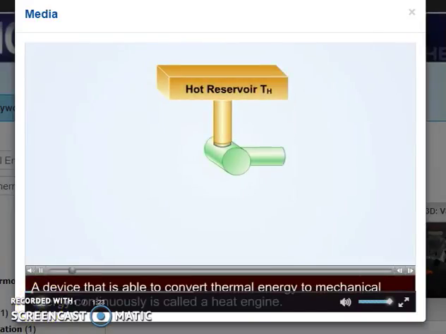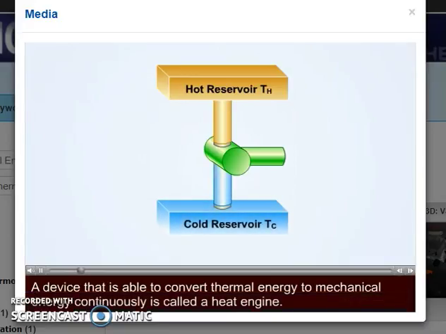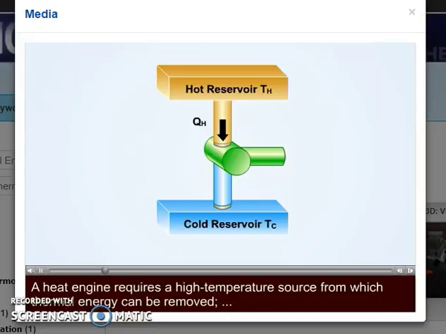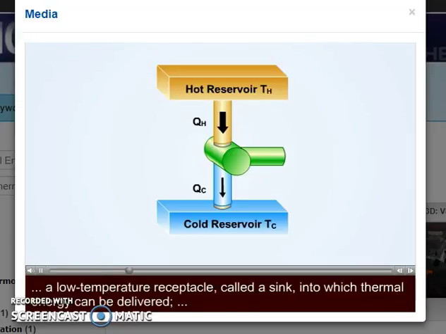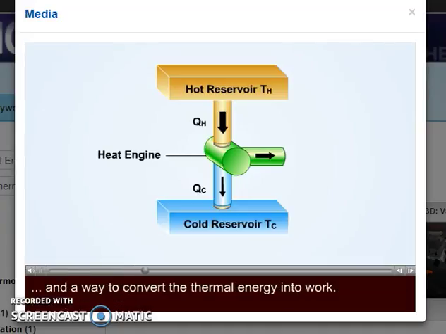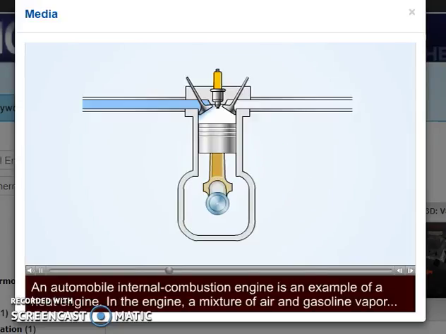A device that is able to convert thermal energy to mechanical energy continuously is called a heat engine. A heat engine requires a high-temperature source from which thermal energy can be removed, a low-temperature receptacle called a sink into which thermal energy can be delivered, and a way to convert the thermal energy into work. An automobile internal combustion engine is an example of a heat engine.